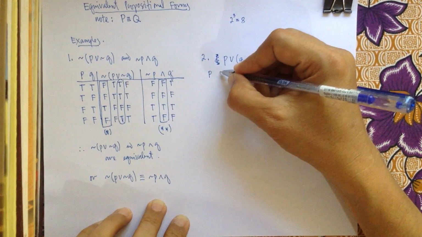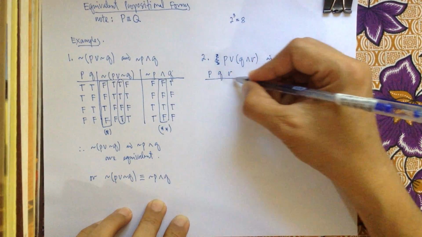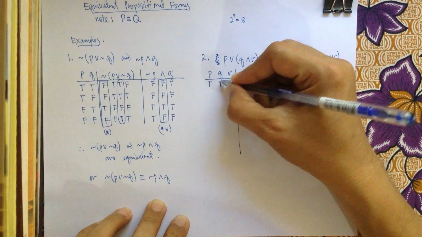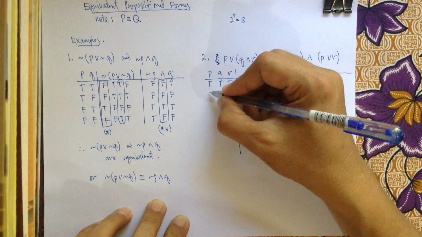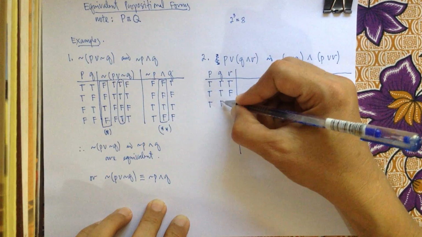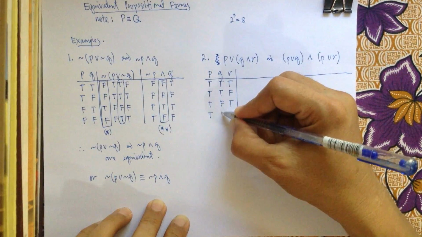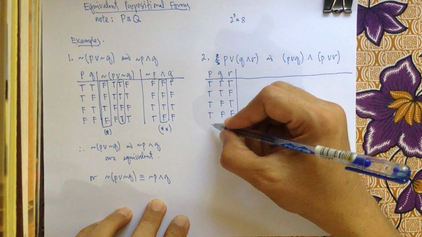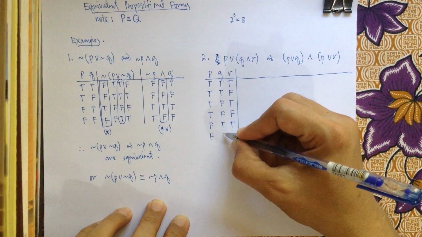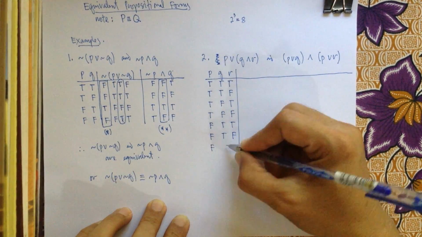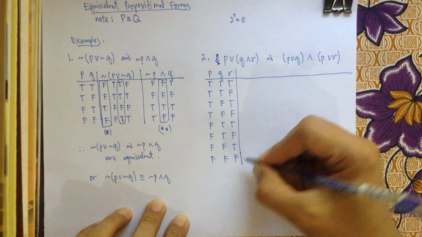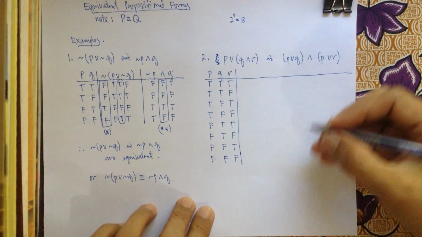And what are those combinations? First, we have the 3 variables true, then true for P and Q and false for R, true for P, false for Q, and true for R, true for P and then false for Q and false for R. Then false for P, true for Q, and true for R, false, true, false, false, false, true, and false, false, false. So you see there are 8 rows.